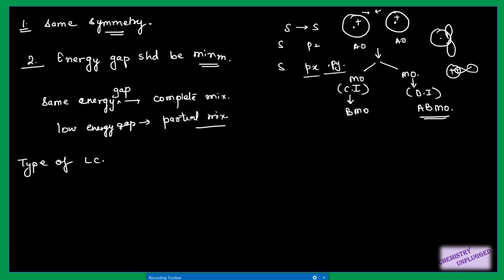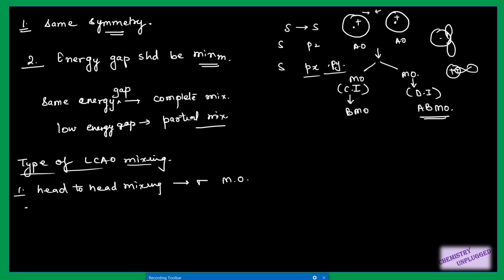Then we will see the types of LCAO mixing. Two types are possible. One is head to head mixing, and it will lead to the formation of sigma molecular orbitals. Another one is sidewise overlapping, and it will form pi, delta and phi molecular orbitals, right? There are two types of LCAO mixing. First we will see how these sigma molecular orbitals will form.